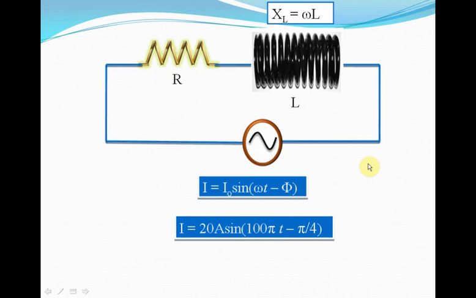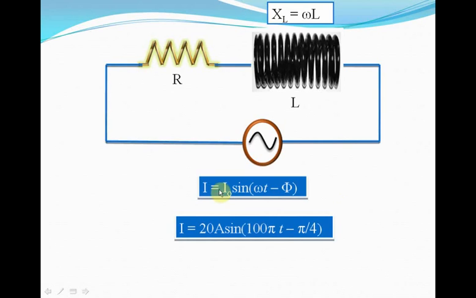After all, V is V naught sin omega t, and since the current lags behind the voltage by pi by 4, I is I naught sin(omega t minus pi by 4). Omega is already given to be 100 pi radians, and I naught was what we just determined as the maximum value of current, equal to 20 amperes. So that's the answer to this IIT JEE problem.